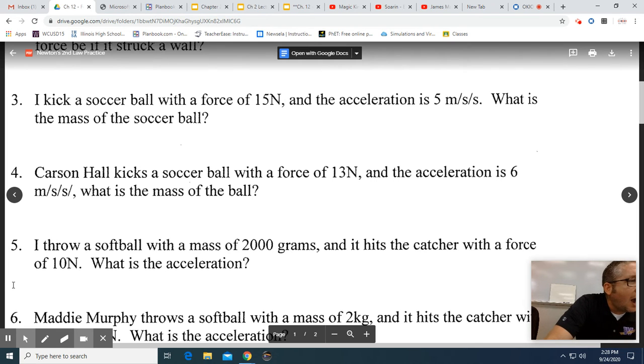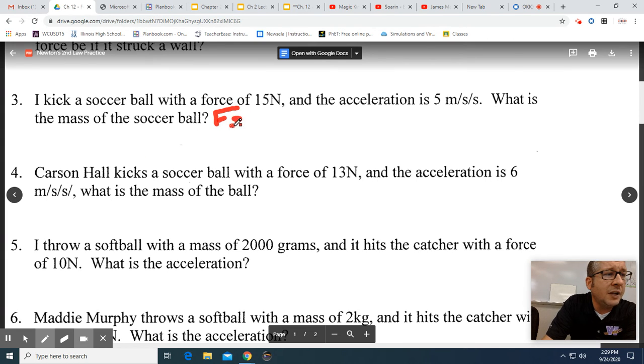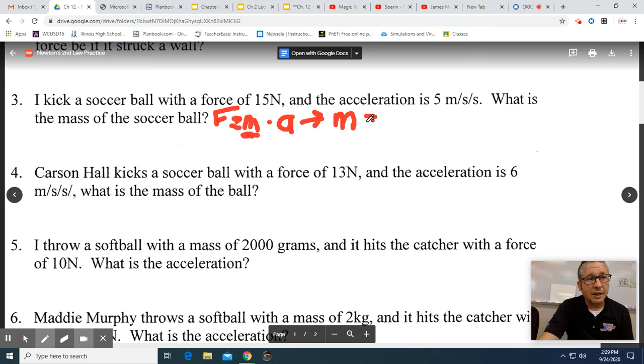Number 3 says, I kick a soccer ball with a force of 15 newtons, and the acceleration is 5 meters per second squared. What is the mass of the soccer ball? Okay, so here we're solving for something different. Starting with F equals mass times acceleration, I need to solve for M. I have to incorporate a little bit of algebra in here. I need to isolate mass, and the only way I can do that is to divide both sides by acceleration. So now I have mass is equal to force divided by acceleration, and I've got it set up for mass.